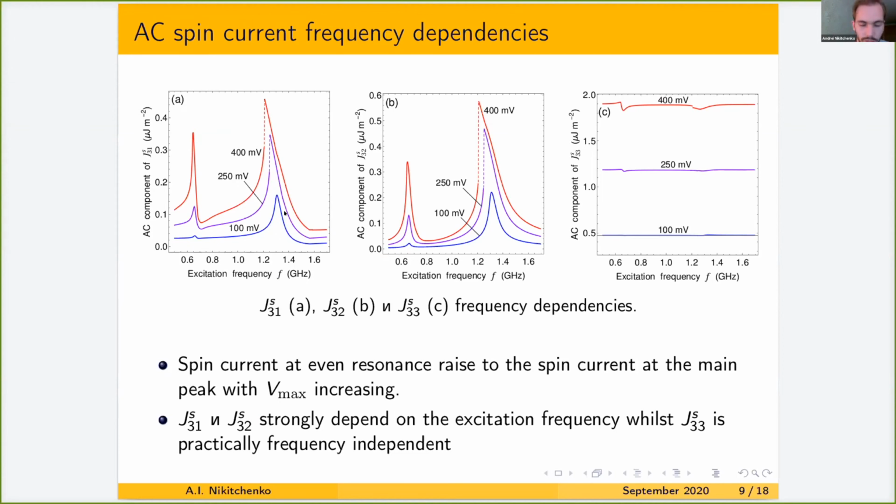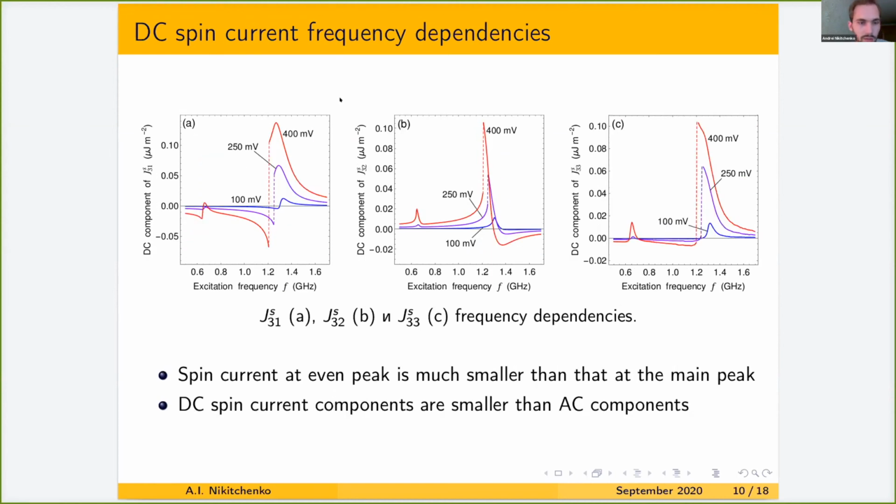Also, because of the out-of-plane precession, the third component of AC spin current is very large and varies with frequency negligibly. Also, we can calculate some interesting frequency dependencies of DC components. We can see that the DC components of spin current can change the sign at some frequencies. And the maximum spin current is not necessarily situated at the resonance frequency. For example, in panel A, we can see that the maximum is on the right side of the break.